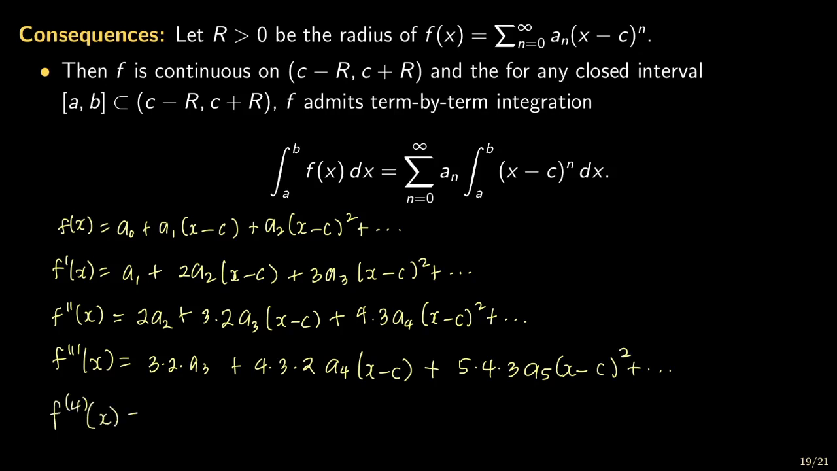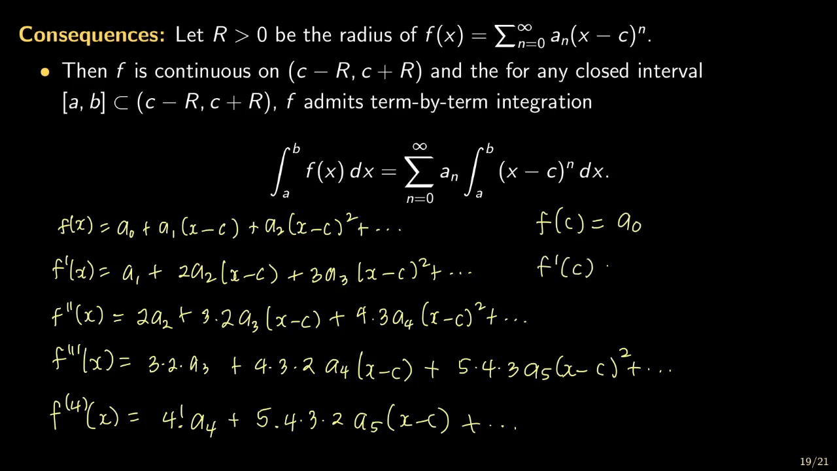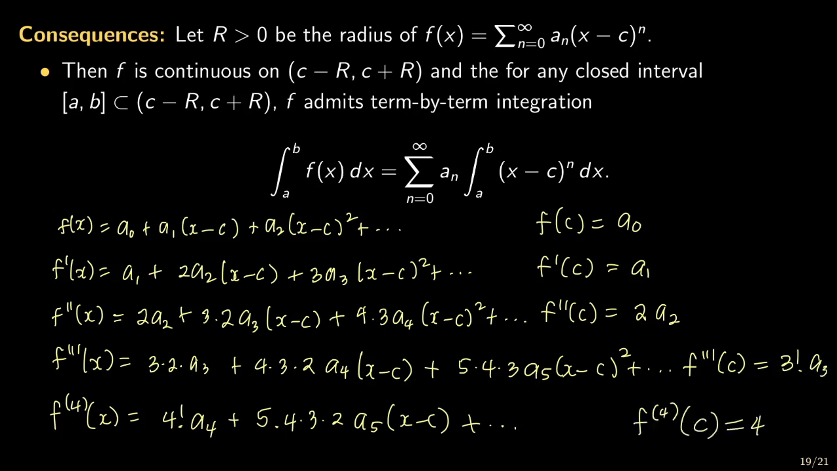The fourth derivative, you get 4 factorial a4 plus 5 times 4 times 3 times 2 a5 times (x minus c), and so on. I don't want to continue. As you can see, if each one of these is evaluated at c, the function just gives a0. The first derivative evaluated at c gives a1. The second derivative evaluated at c gives 2a2. The third derivative evaluated at c gives 3 factorial a3. In fact, the fourth derivative evaluated at c gives 4 factorial a4.